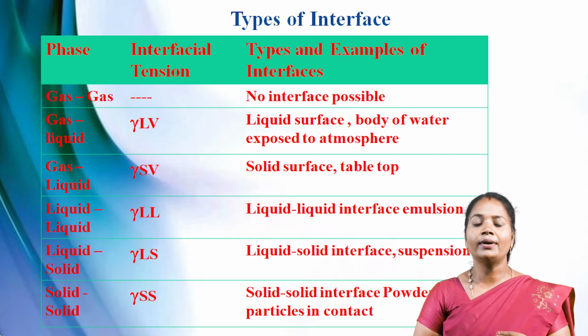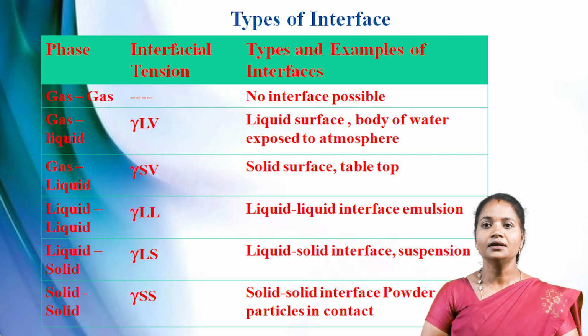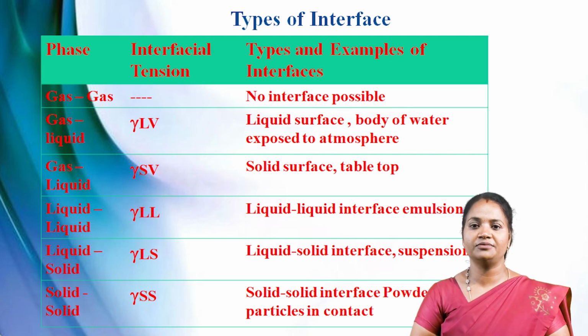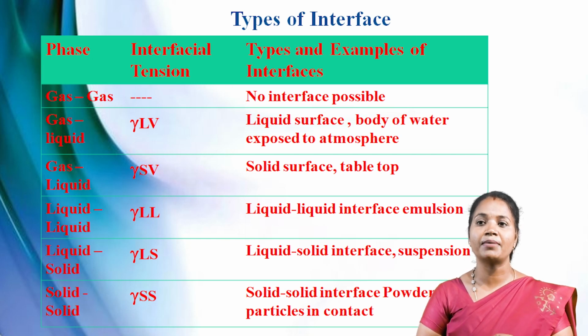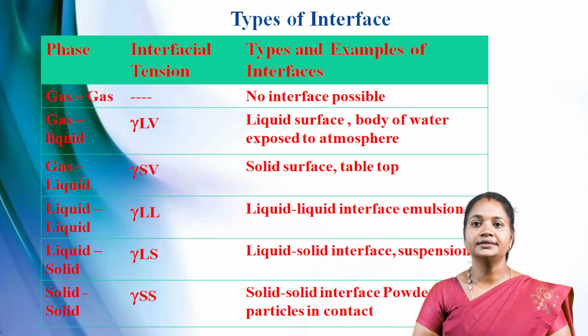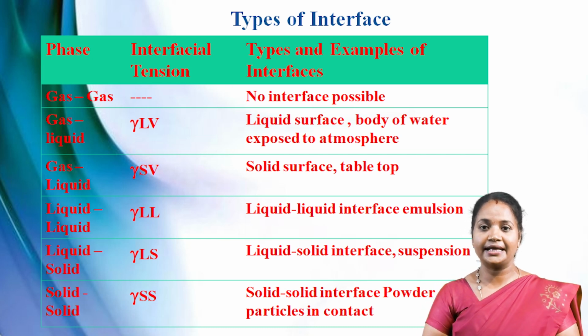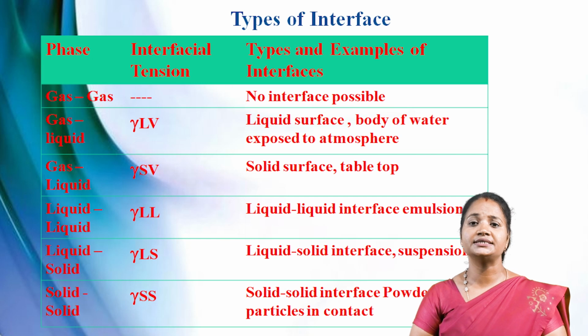So, for a liquid solid interface, the interfacial tension is represented by gamma LS. So which type of interface is this? The liquid solid interface. That is the type of the liquid and solid interface, and an example of this interface is suspension. So, next one is the solid interface. What is meant by that? For the solid interface, the interfacial tension is represented by gamma LS, and an example of this interface is powder particles in contact.